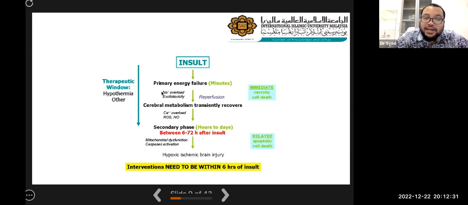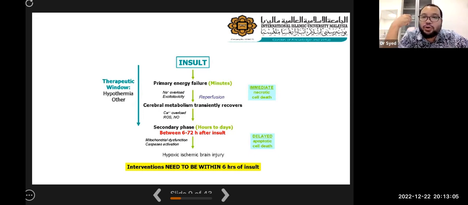And then bila dah jadi macam ni, the next step is reperfusion. So bila ada reperfusion, what happens is there'll be transient recovery of the cerebral metabolism. What happens? Dia akan naik. The calcium level will increase. Kan? Calcium level will increase. Kenapa jadi sodium overload ni? Because initial insult tu dia akan affect pada your sodium and potassium pumps. Sodium and potassium pumps will be affected, leading to depolarization of the neuronal membrane.